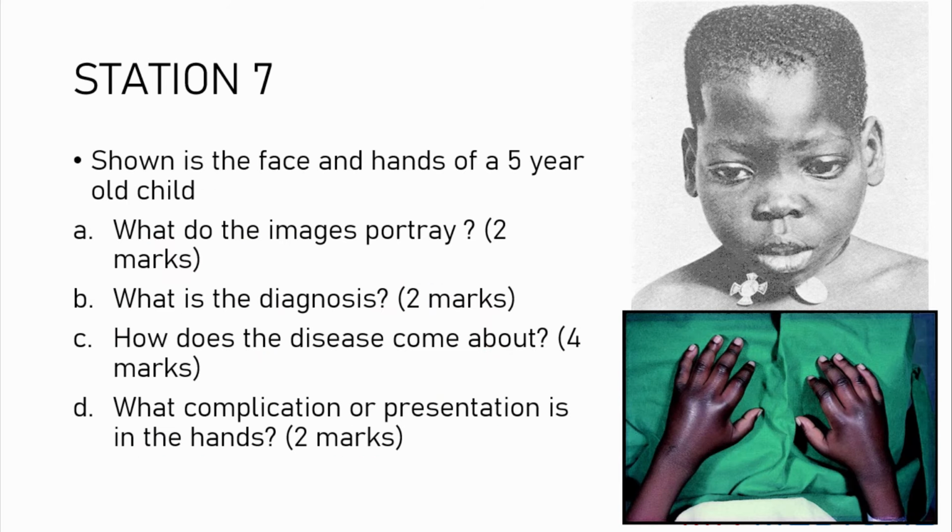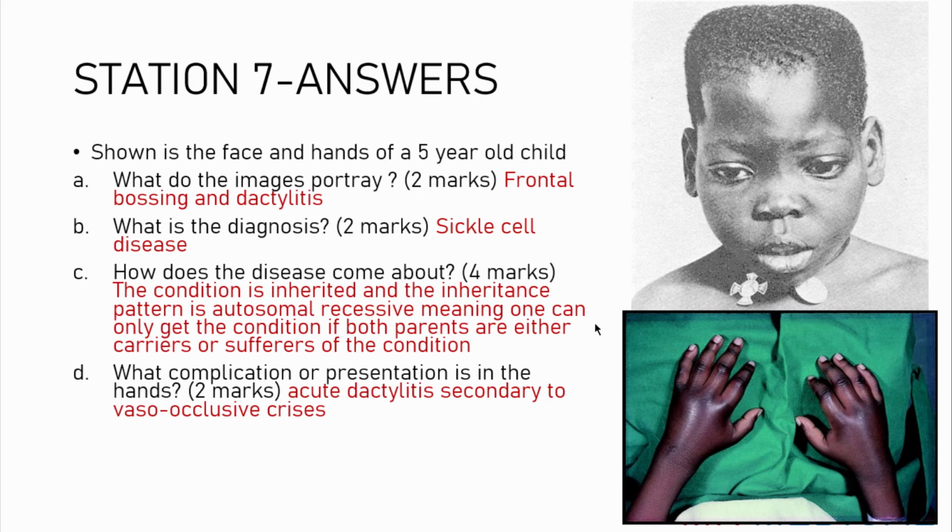Station 5. Shown is the face and hands of a 5-year-old child. What do the images portray? What is the diagnosis? How does this disease come about? What complications or presentations is in the hand? So I'll give you some time to think through this. So here comes the answer.